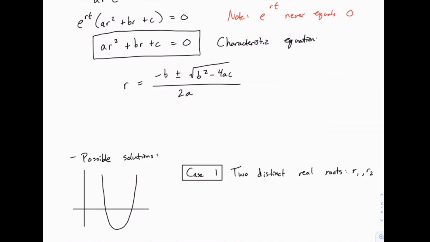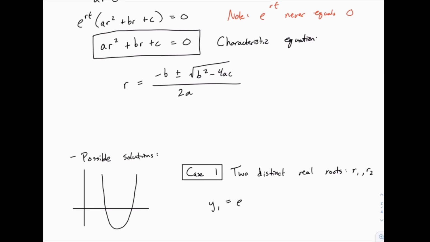So the first possible case, that's the easiest one, is when you get two distinct real answers for r. So something like r equals 3 and negative 4, for instance. In that case, your solutions would be y1 equals e to the 3t and y2 equals e to the negative 4t. Or you could swap the labels. It's not really important. But in general, we would have y1 equals e to the rt using one of the values of r, and y2 would have the same form with the other value of r. So that's the simplest case, and again, the one you're probably most familiar with.